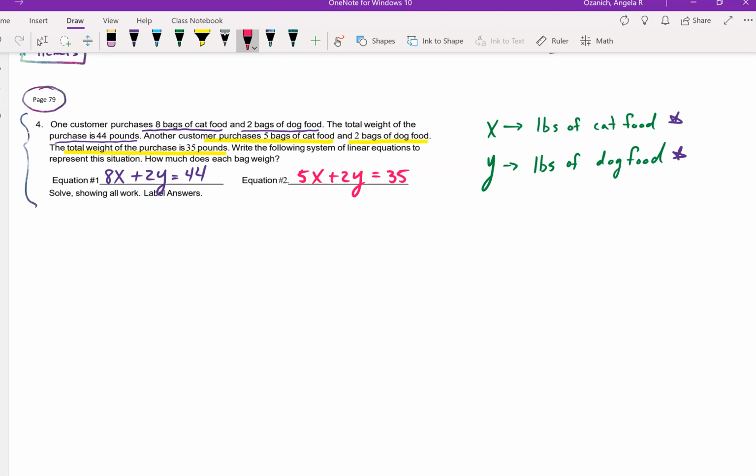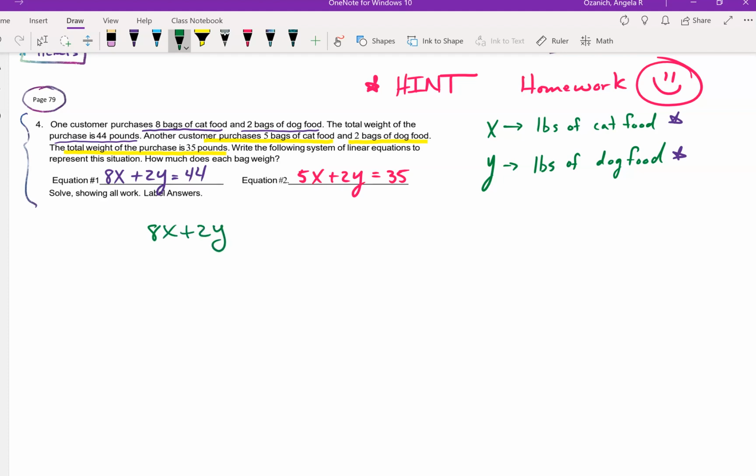Now, I will give you a little hint. This exact problem is one of the problems in your homework. So for your online homework, you are going to get this problem exactly 100% correct because we're doing it together. And we are going to go ahead and solve. Because things are in standard form, I'm going to write my first equation and my second equation lined up, with the x's lined up and the y's lined up and my constant lined up.